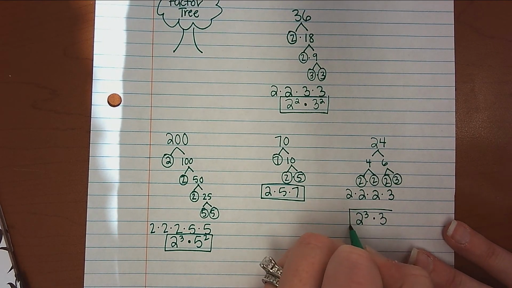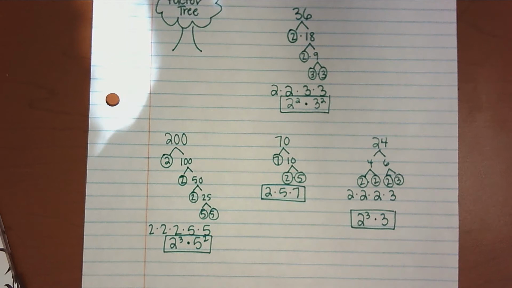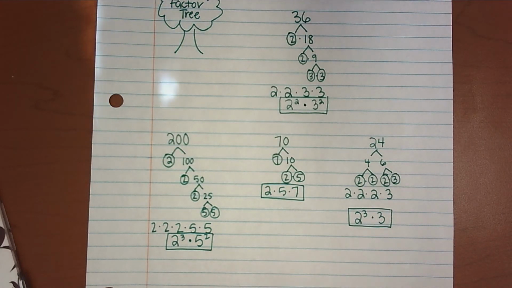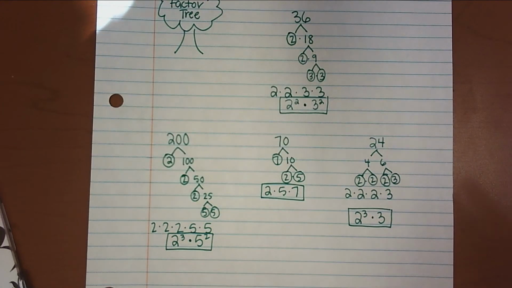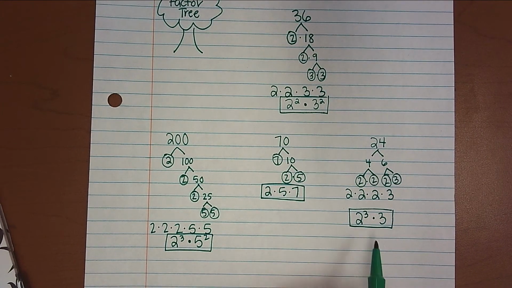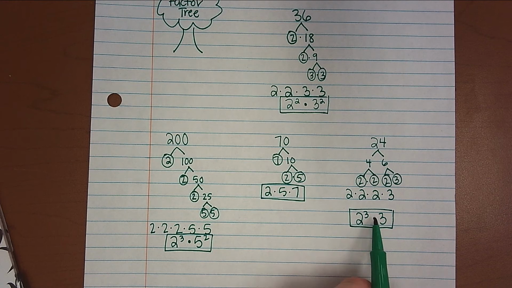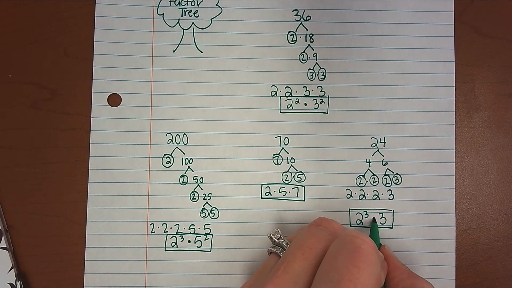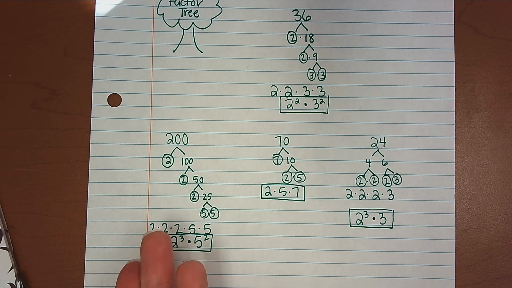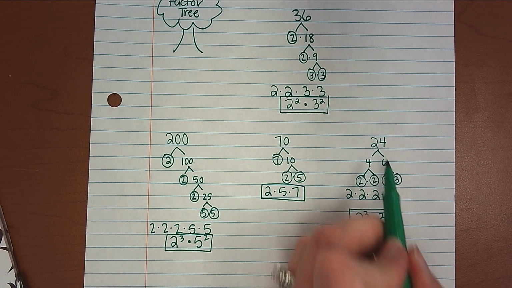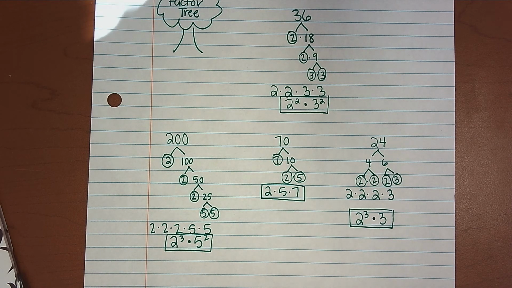I can write 3 to the first, but again, the first power almost makes it look more messy than neat. So 3 with no exponent is fine. And notice my bases are in order, 2 to the third times 3. I've got my multiplication symbol between them. And I can check my answer really quickly by saying 2 to the third power is 2 times 2 times 2, which is 8. And 8 times 3 does equal 24. So my answer seems reasonable and makes sense.